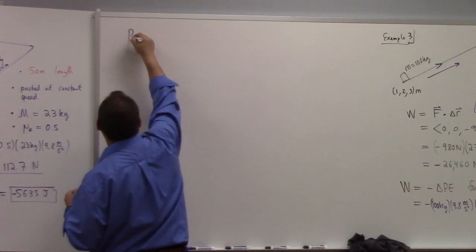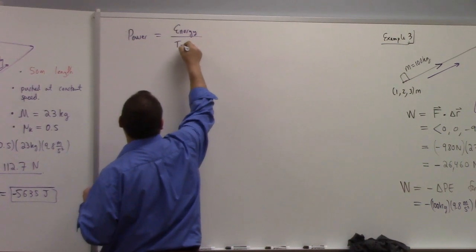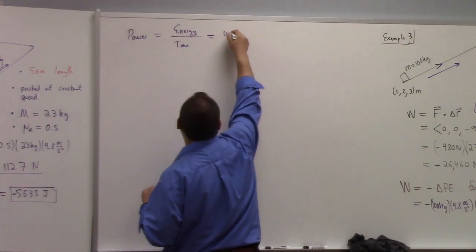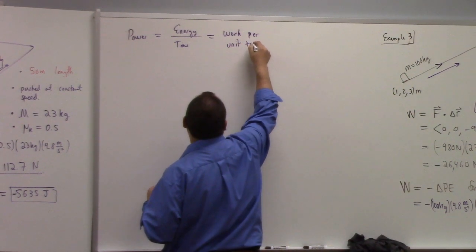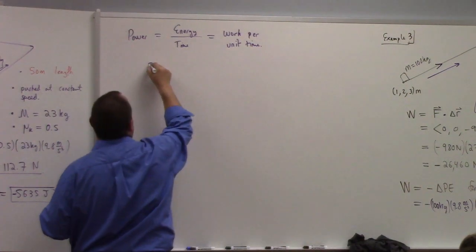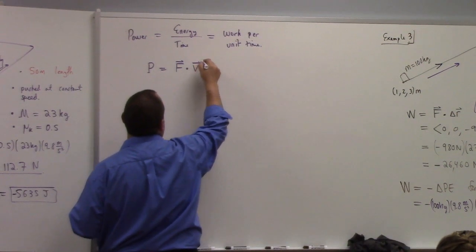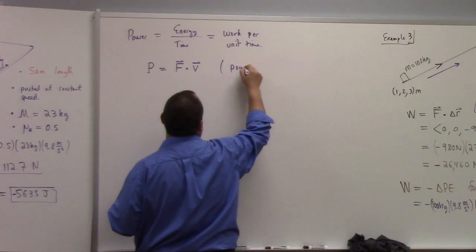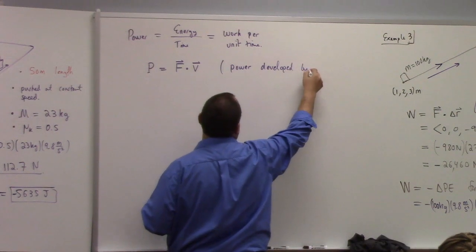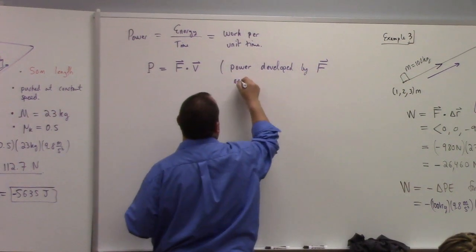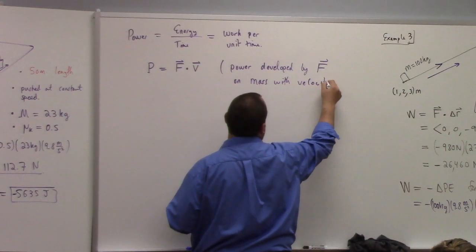Incidentally, power is equal to energy over time, or if you like, you can think about it as work per unit time. Really nice formula. The power is equal to the force dot the velocity. This is the power developed by F on mass with velocity v.